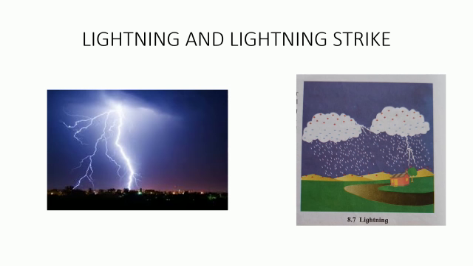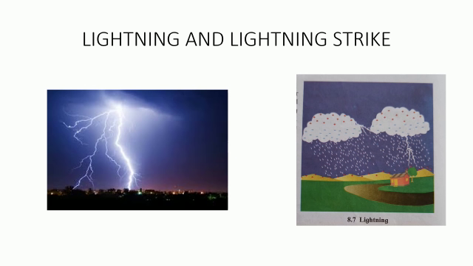Lightning and lightning strike. When air and clouds rub against each other in the sky, the upper part of some clouds becomes positively charged and the lower side of the clouds becomes negatively charged. When air and cloud rub against each other, friction is produced, and because of this, both the clouds and air get charged. The upper part of the cloud becomes positively charged and the lower part of the cloud becomes negatively charged.